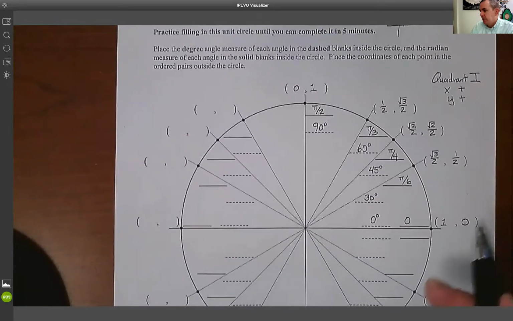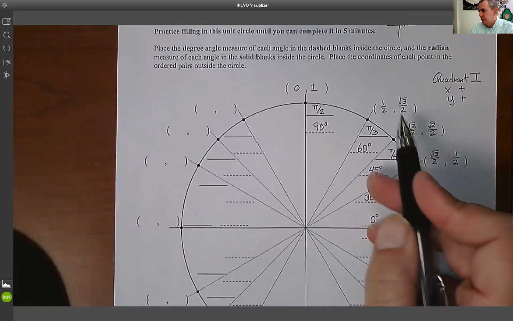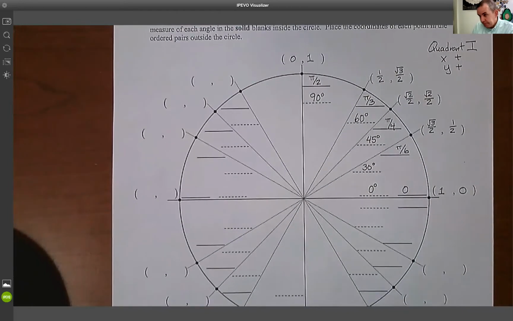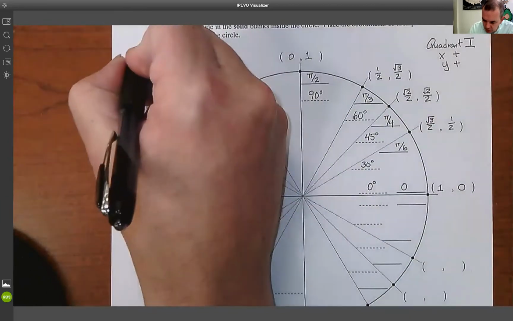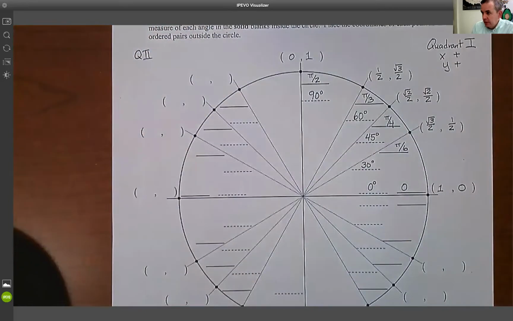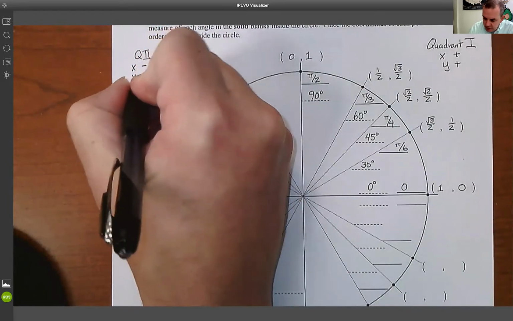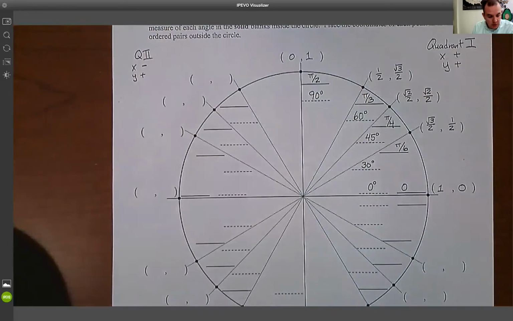Going back, 1, root 3 over 2, root 2 over 2, 1/2, 0. So that's quadrant 1. And what I'm going to do is walk through your other quadrants, because if you remember, we're in quadrant 2. So in quadrant 2, our x's are negative, our y's are positive. And as we work our way through here, what you're going to see is where that comes into play.